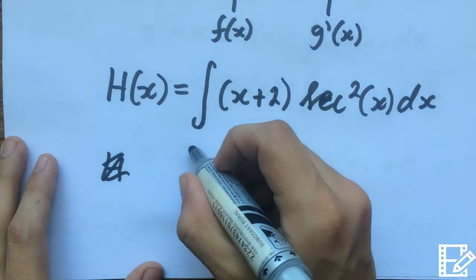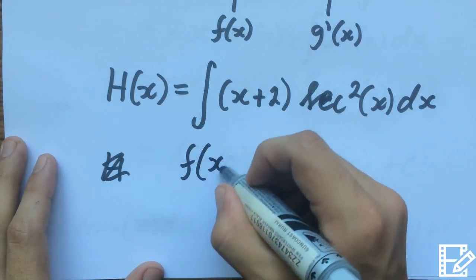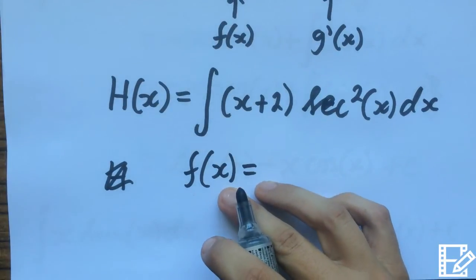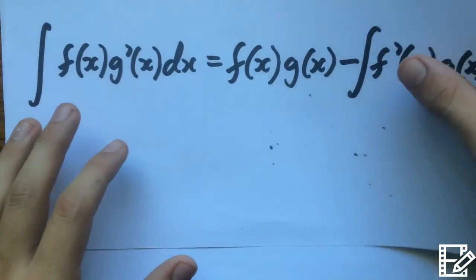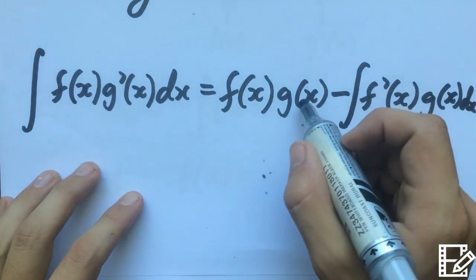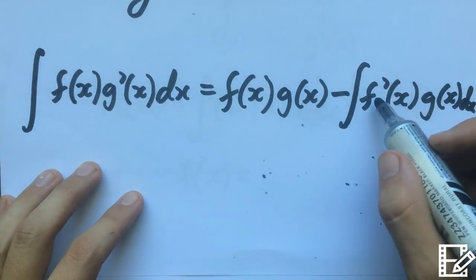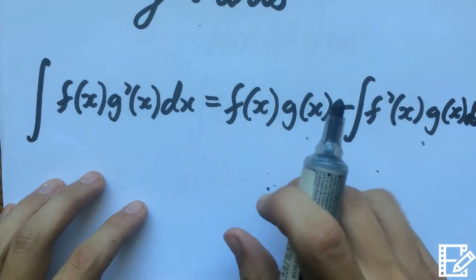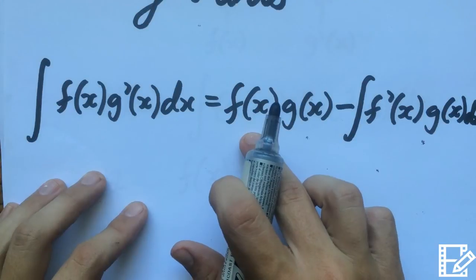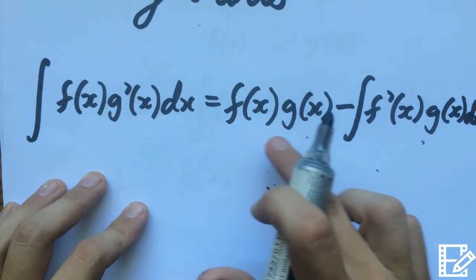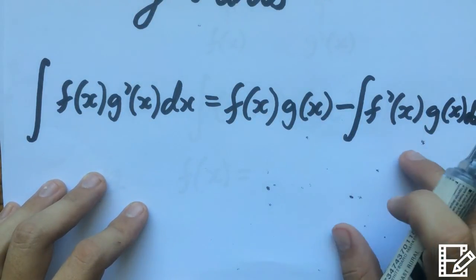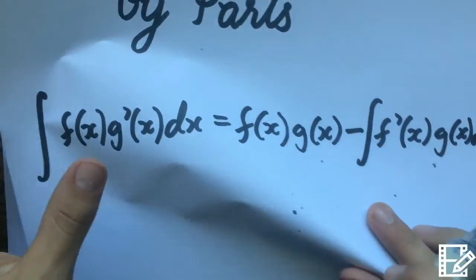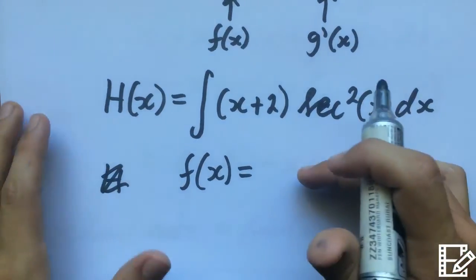Now we find, we write down what we got and what we need to find. Now, just like before, the formula says we need an f(x), we need a g(x), we need a derivative of f(x), and a g'(x). Now we know what f(x) is, and we know what g'(x) is, but we need to know what these three are. Admittedly, two of them are the same, but we need to know what they are. So that's what we're going to find.